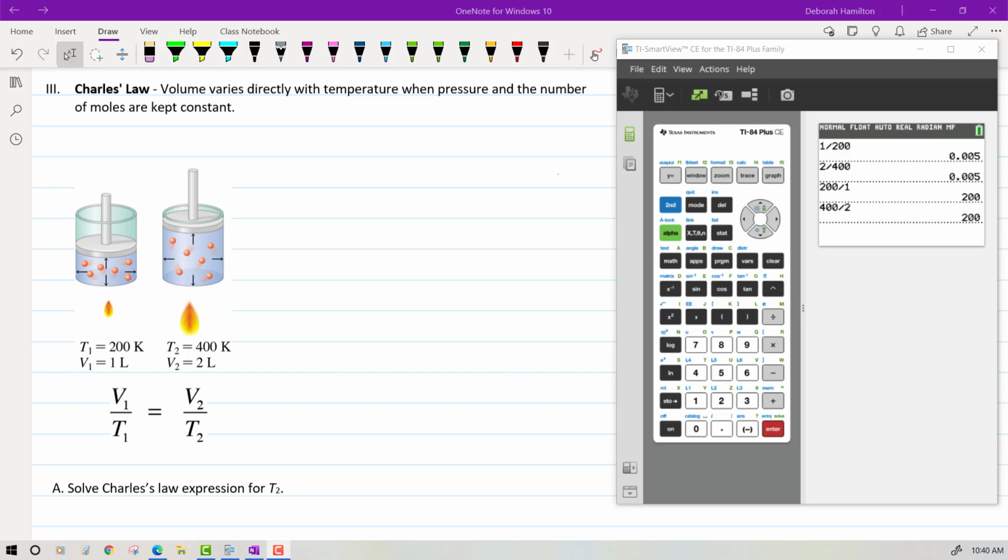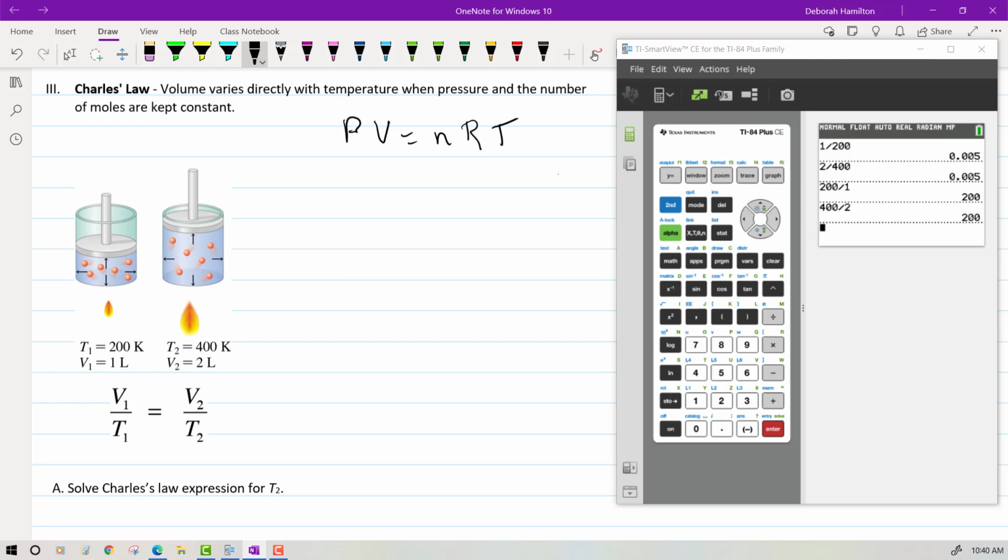This is Chapter 8, Summary Notes on Gases, and this particular video involves Charles's Law. You see a picture of a couple of pistons over here on the left involving volume and temperature. And we know that all gas laws are derived from the ideal gas law, which is PV equals nRT.